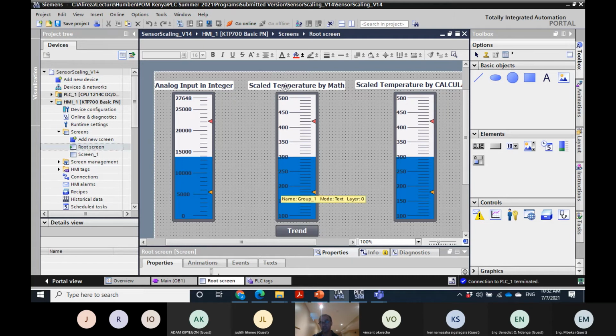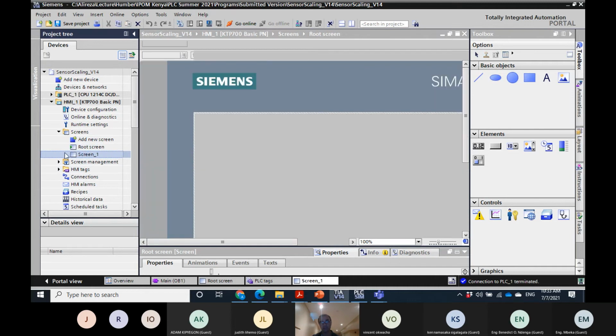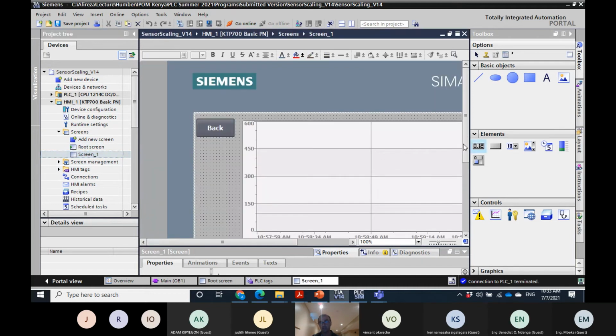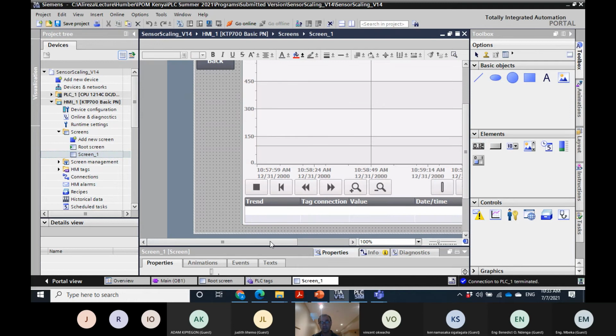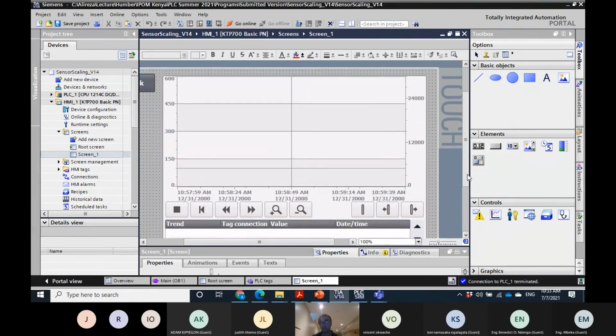For this one, the scaled temperature by math, if you click on trend, then a new screen opens. We will look at that when we simulate, but a new screen opens, and inside this new screen you have the figure, and here the plot of the change of the values during the time shows. Okay, let's simulate them.